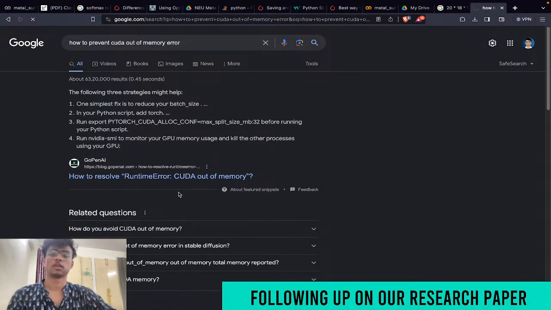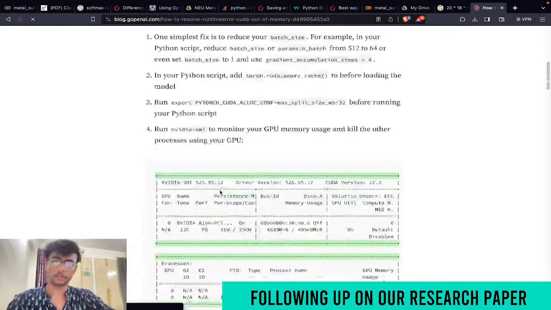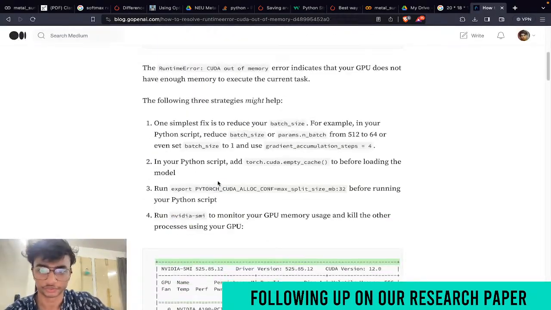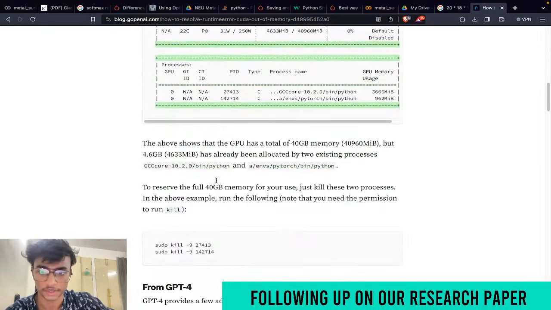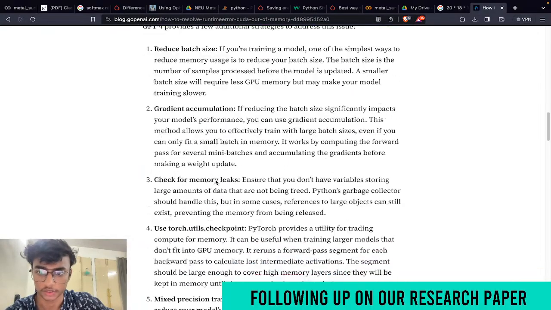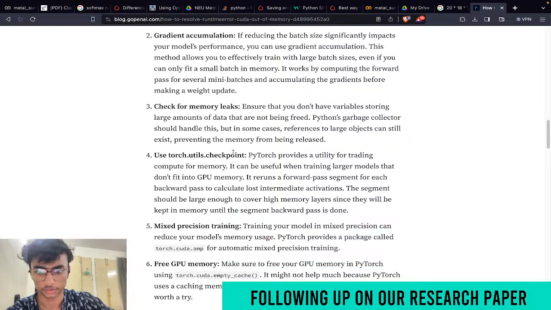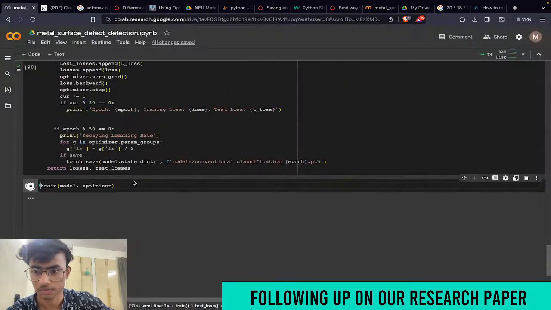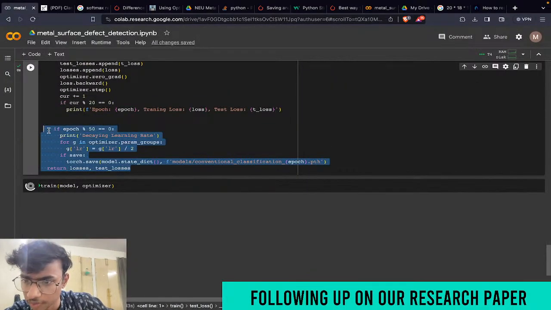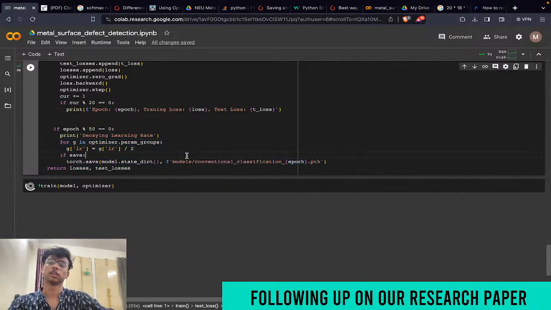Oh no, this is a big issue. This happens with PyTorch a lot of the time. Batch size getting reduced. There is one more thing, right? I hope we are not doing any silly mistake.